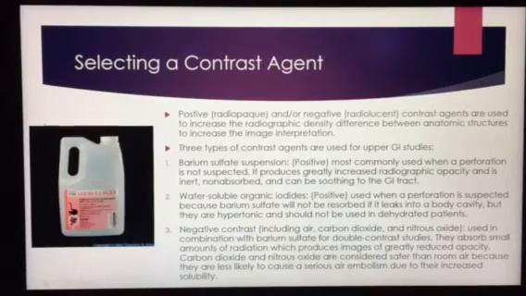Negative contrast agents include air, carbon dioxide, and nitrous oxide. They're used in combination with barium sulfate for double contrast studies. They absorb small amounts of radiation which produce images of greatly reduced opacity. Carbon dioxide and nitrous oxide are considered safer than room air because they are less likely to cause a serious air embolism due to their increased solubility.